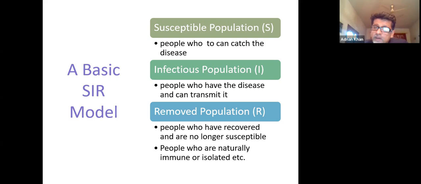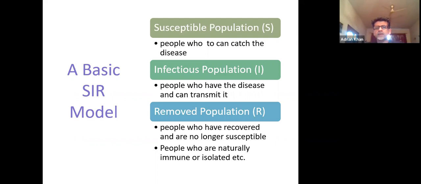Then there are people who are ill. So you start with some number of infected, and then they somehow infect others, and then the epidemic grows. And then there's a removed population. These are people who have either recovered and are now immune to the disease. In the SIR model, it is assumed that once you fall ill, you are immune to the disease. And these are also people who have natural immunity to the disease, okay?